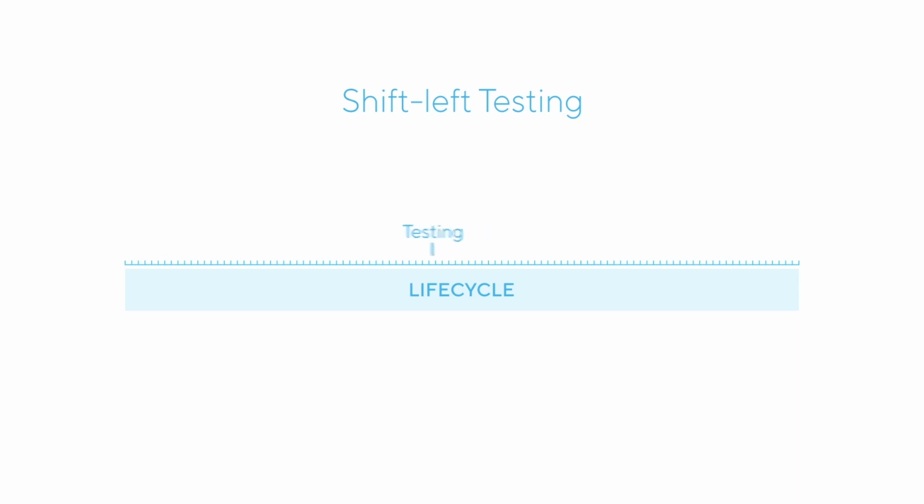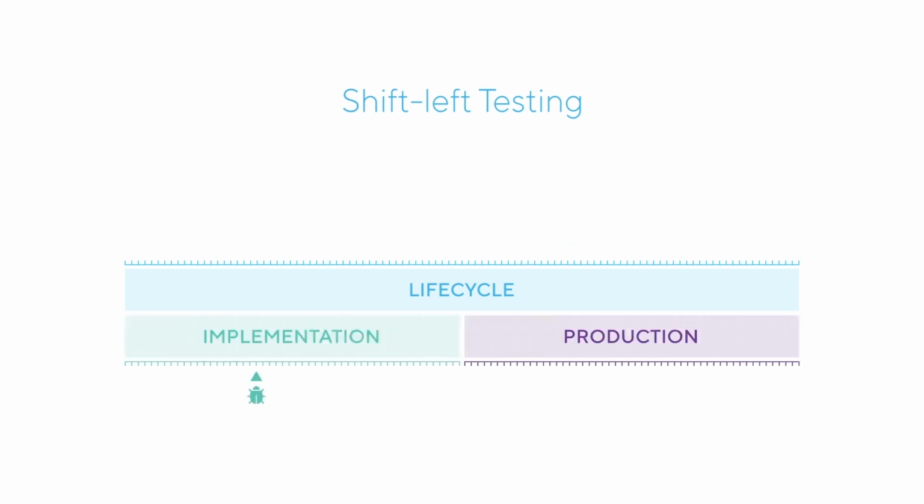Shifting left means to start testing as early as possible, and to continue testing, ideally throughout the entire life cycle. This allows you to fix bugs early, and fixing bugs during implementation is considerably less expensive than fixing bugs within production. We will show you how you can implement shift-left testing for your software products.